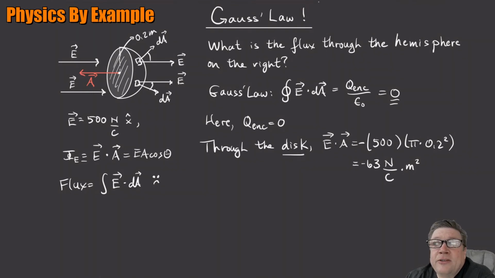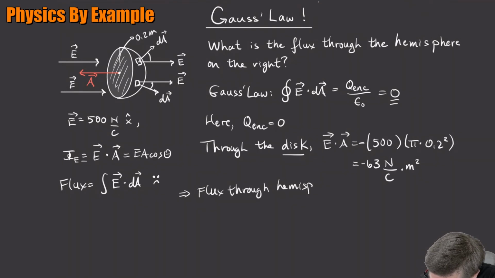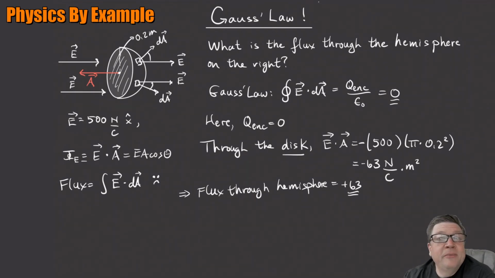If I know the flux going in, then immediately I know the flux going out. If there's no charge in there, then whatever goes in has to come out, because the total is 0. So that means the flux through the hemisphere equals plus 63, because they have to add to 0. That's an example of turning a hard problem into an easy problem. I know how to get the flux going in. That's easy. And so that tells me what the flux going out has to be, even though that's a really hard calculation.